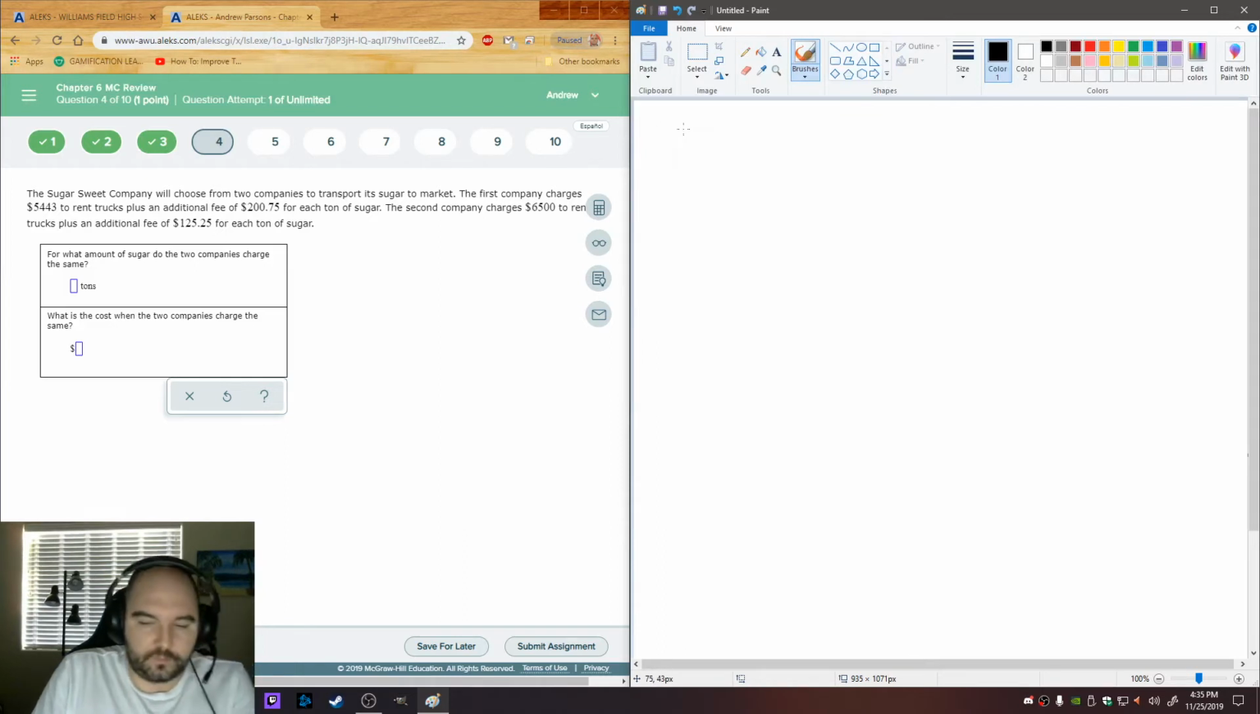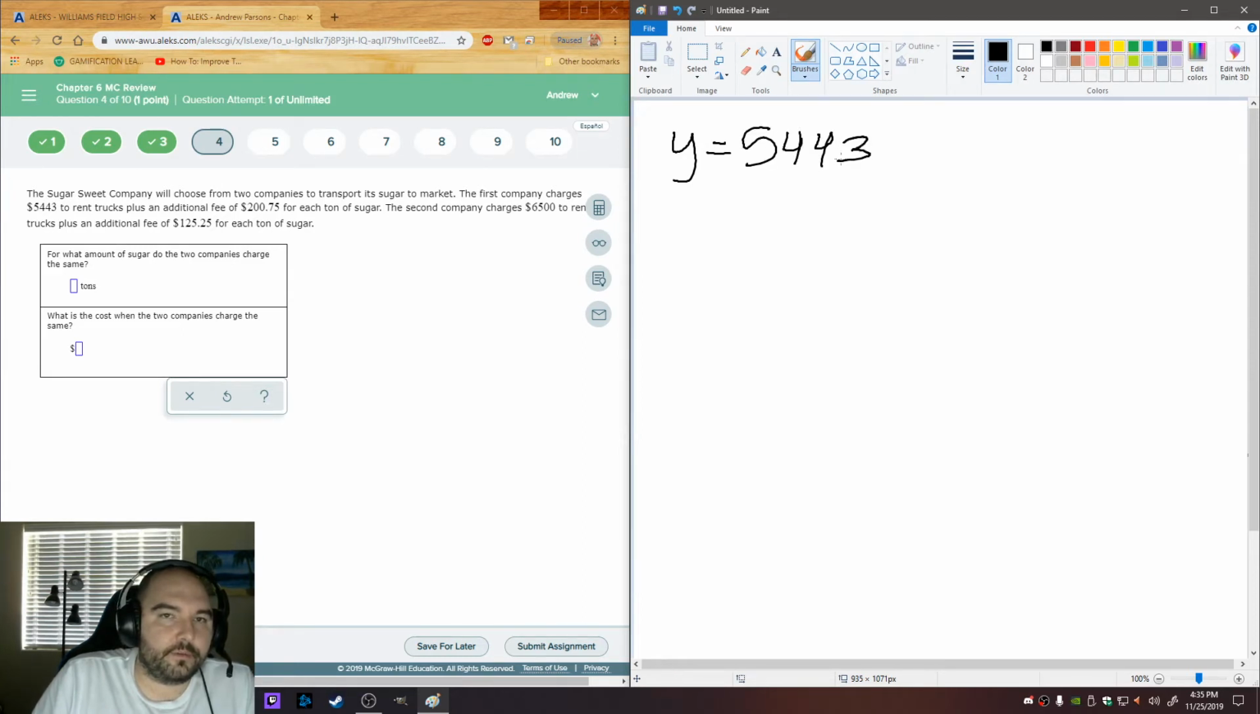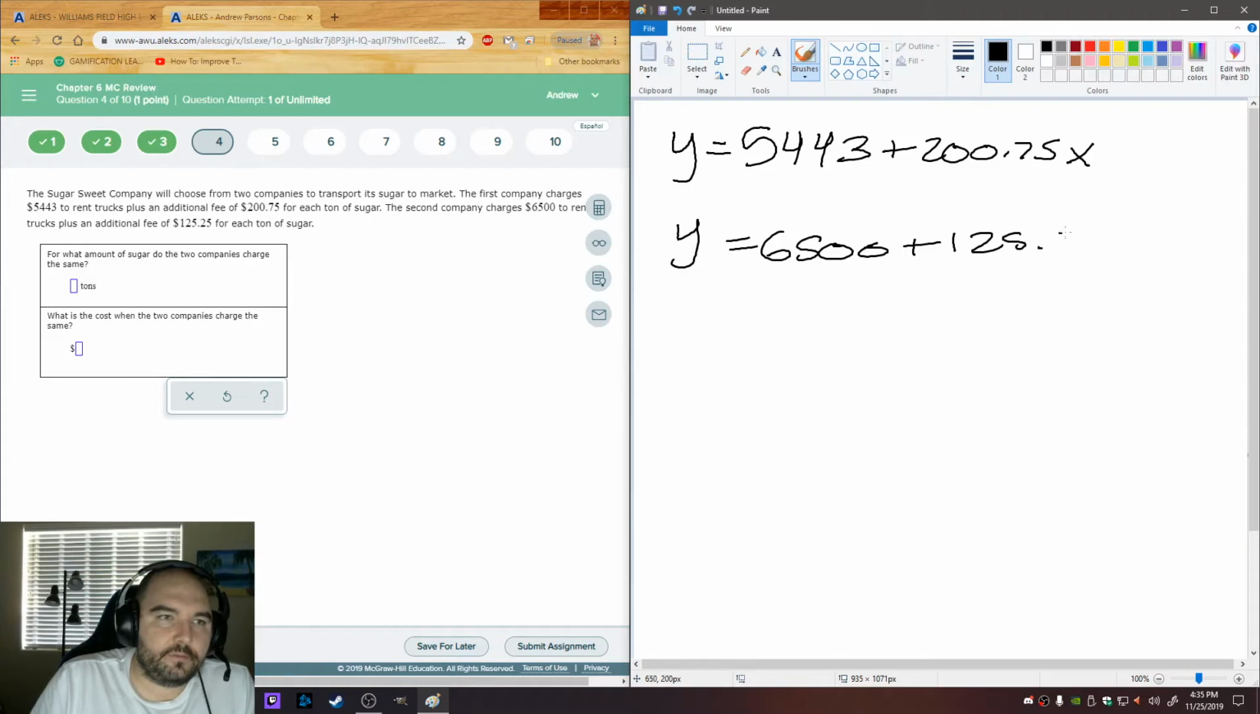So it says the sugar sweet company will choose from 2 places to transport sugar. So option 1, I'm going to write y equals. What is the cost? That's y. So the cost of the first company is 5,443 plus $200.75 per each ton. For each ton. When it says for each ton or per or for every or something like that, you have to put like x with it, okay? And then the second company charges 6,500 plus 125.25x.